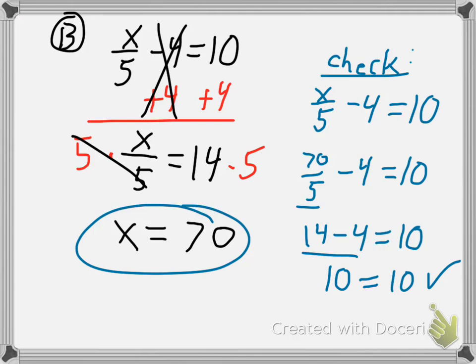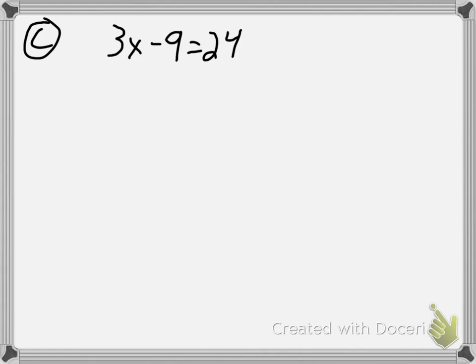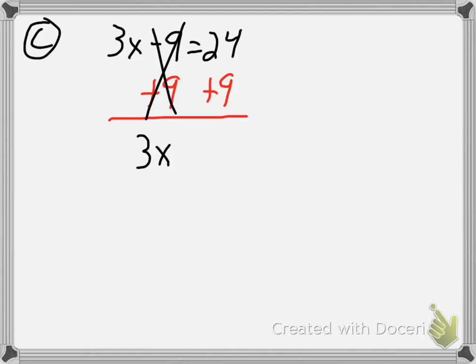Let's look at another example. Example C. It says 3x minus 9 equals 24. Undo my addition or subtraction first, so undo my subtraction. Adding on both sides, and I'm going to add 9. Again, my whole goal is to get that variable by itself. So on the left-hand side, my minus 9 and plus 9 cancel. I'm left with 3x equals, and then 24 plus 9 is 33. So I'm left with a one-step equation, 3x equals 33.